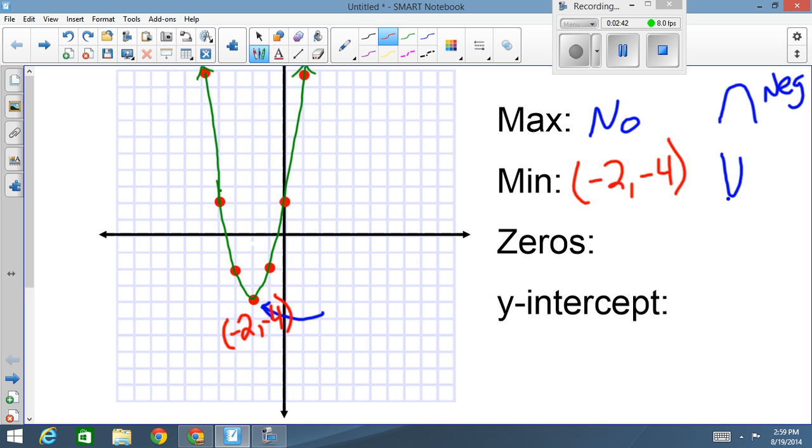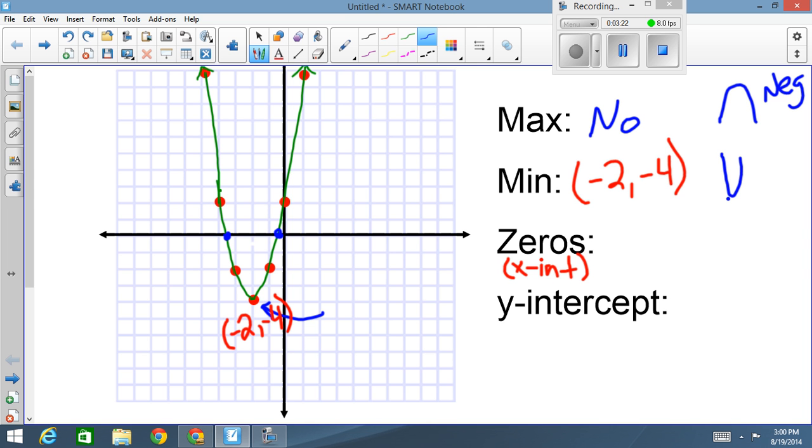Now zeros of the function are also considered to be your x-intercepts. But really what these are are solutions to the equation of this graph. Now we don't even have the equation of this graph, we're just looking at the graph itself. So we can estimate these zeros. Now I'm going to estimate that these zeros, which are the same thing as my x-intercepts, fall here and here. Okay? Well, what are those values?